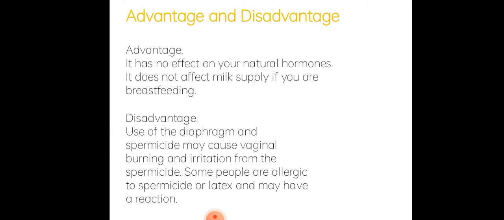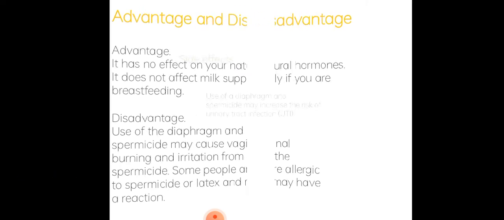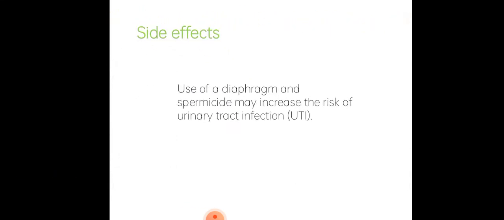The disadvantage and advantage of diaphragms. It has no effect on your natural hormones. It does not affect milk supply if you are breastfeeding. The disadvantage. Use of a diaphragm and spermicide may cause vaginal burning and irritation from the spermicide. Some people are allergic to spermicide or latex and may have a reaction. The side effect. Use of a diaphragm and spermicide may increase the risk of urinary tract infection or UTI.